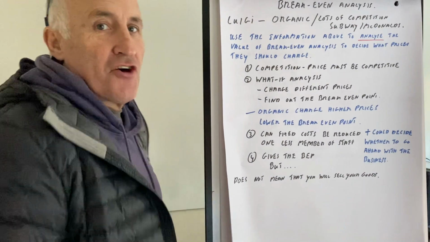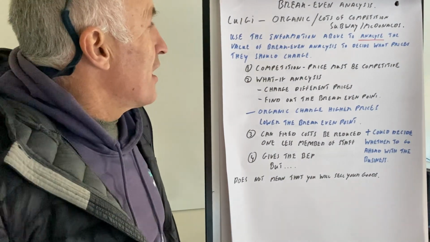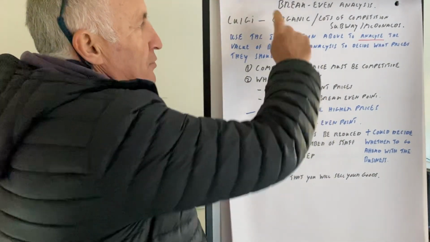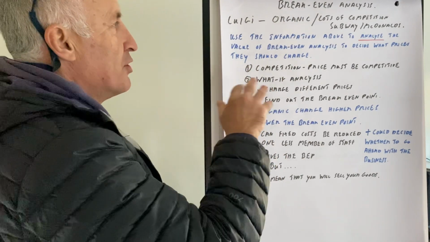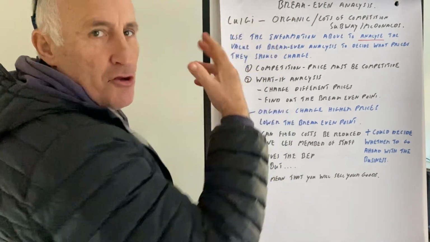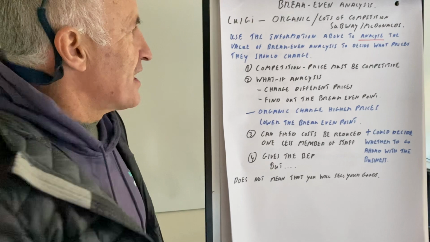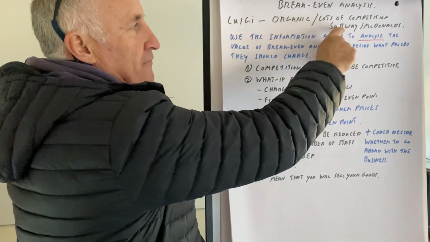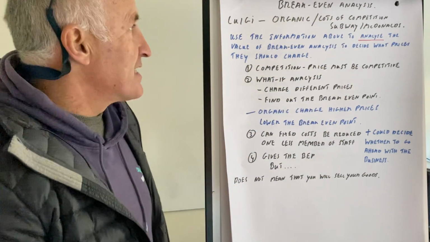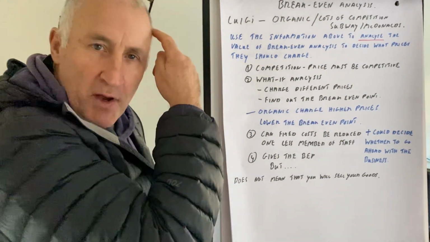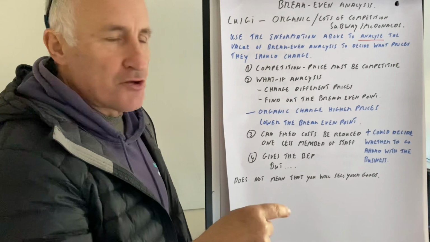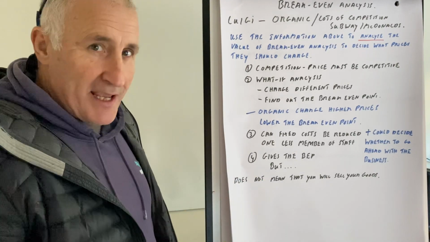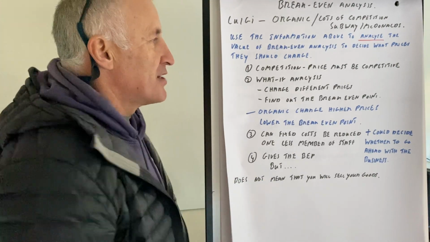Okay, so these are the last few videos for the Applied General course, and here we're doing break-even analysis. We're looking at Luigi, who runs or is thinking of setting up an organic cafe. There's lots of competition around from Subway and McDonald's, and that's the case study. The question asked was, use information to analyse the value of break-even analysis in this particular situation.